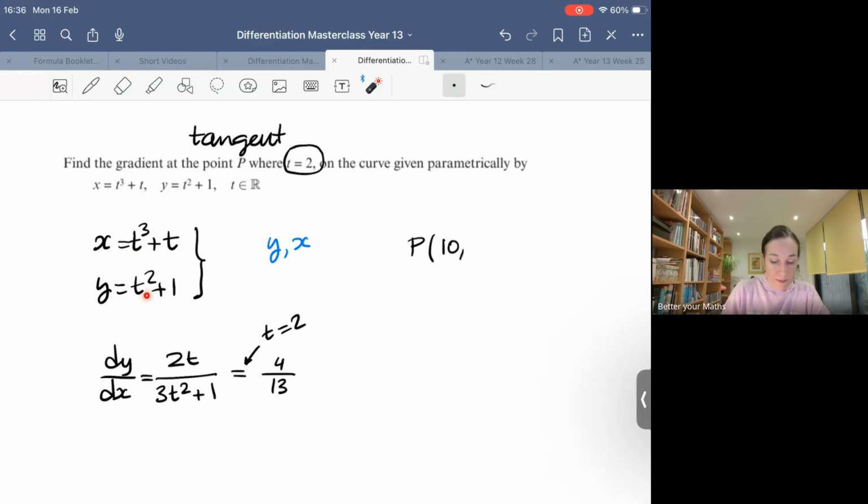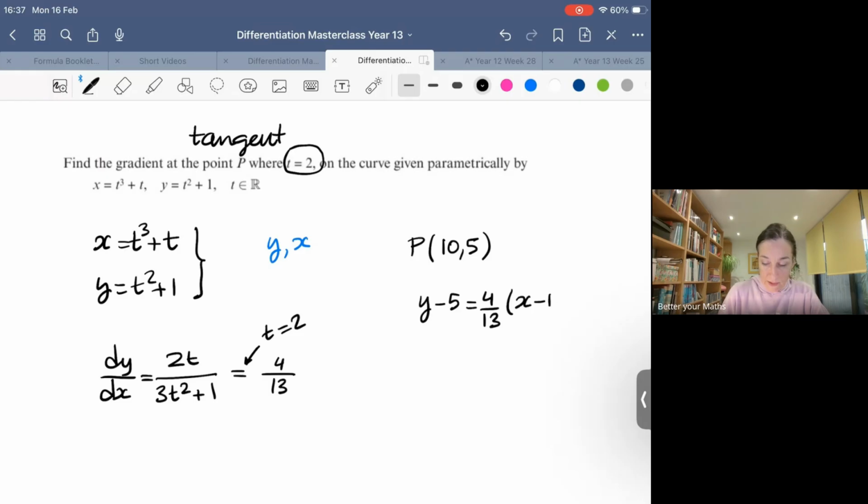And the y is going to be 2 squared plus 1, 5. So the point is (10, 5). And the equation of the tangent will be y minus the y of the point equals gradient, brackets, x minus the x of the point.